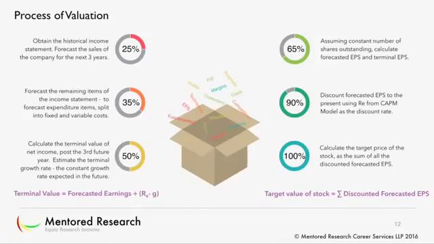Finally, calculate the target price of the stock as target value of the stock equals the sum of discounted forecasted EPS. If market price is greater than target price, the recommendation is to sell the share of the company. However, if market price is less than the target price, the recommendation is to buy the share of the company. Do not worry if you have not followed any one of these steps. They will all be explained by using an example in the next lecture.